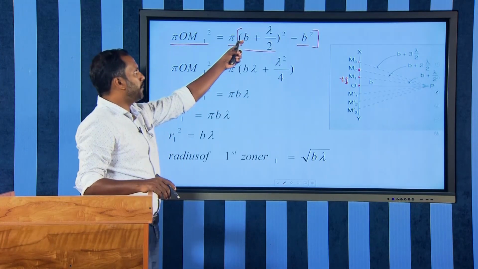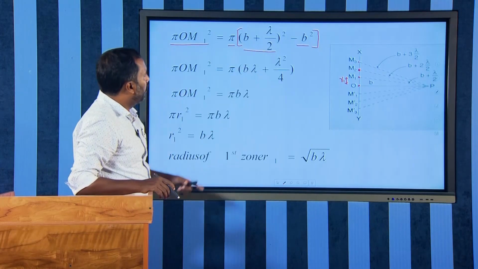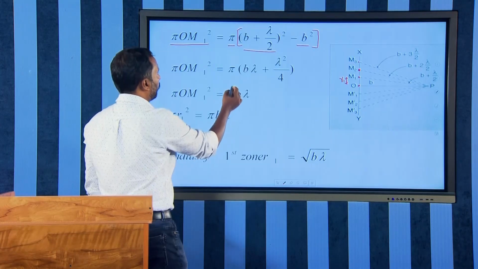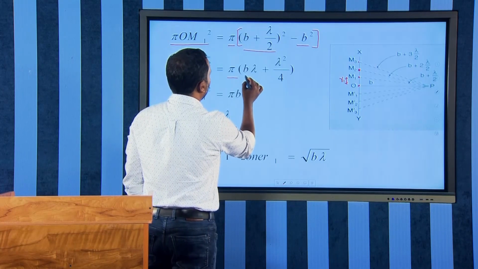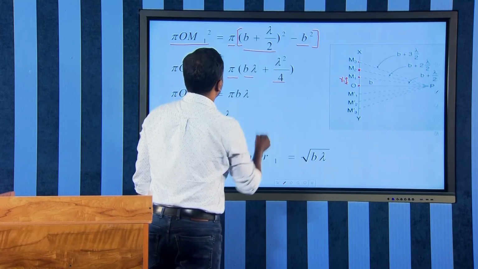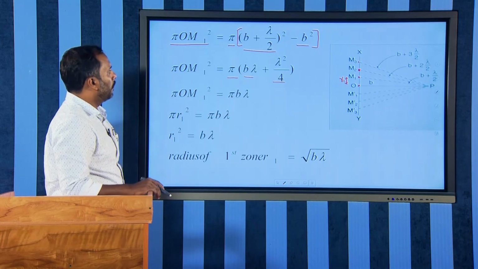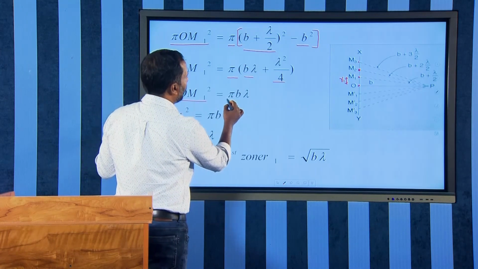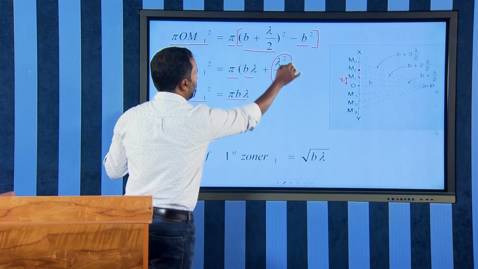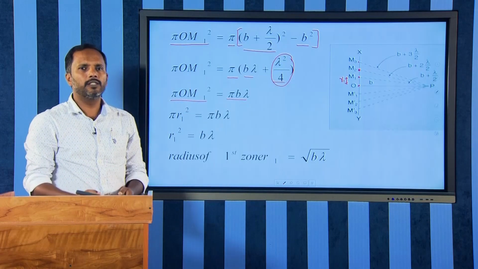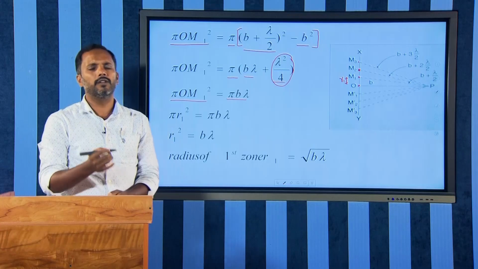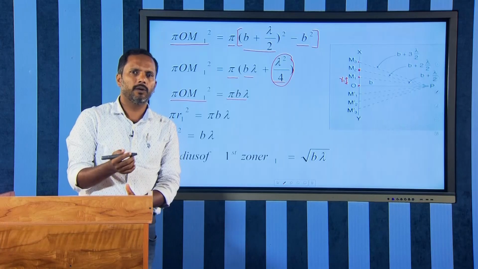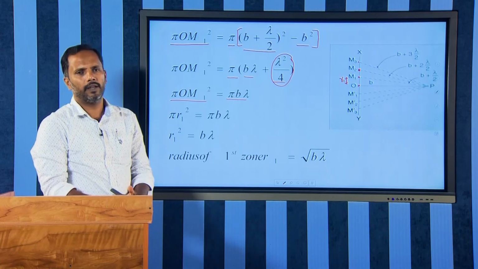So, once you expand this as (a plus b) whole square, then you can cancel out the b square and b square terms, then we will have the formula pi into b lambda plus lambda square by 4. So, you can have pi OM1 square equal to pi b lambda, because this lambda square by 4 is a negligible term. Lambda is the wavelength of light, which is in the order of angstrom, and obviously if I take the square and divide by 4, that will give you a negligible value.